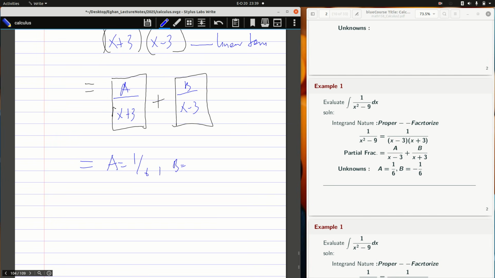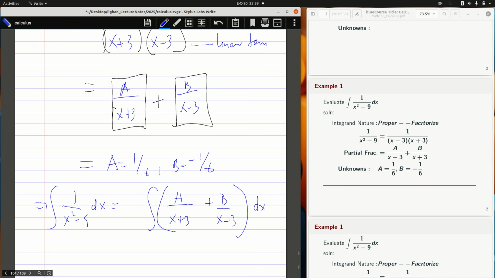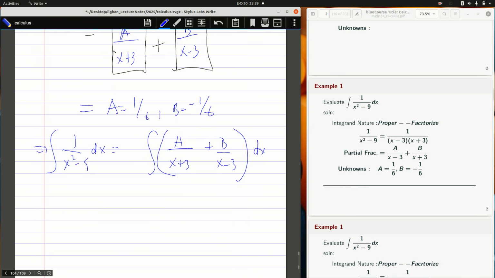This means that my integral of 1 over x squared minus 9, which was given, is now the integral of A over x plus 3 plus B over x minus 3 dx. That's what we are doing now. So I get to substitute my A and B. In this integral, I can bring 1 over 6 out. I think now we are smart with our integration. So this will be 1 over x plus 3 dx. If I bring the B part over, I'll have this to integrate.